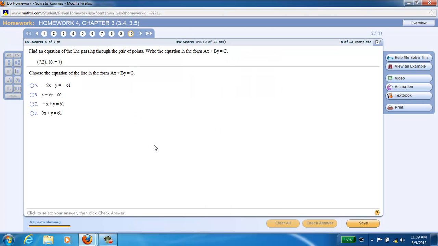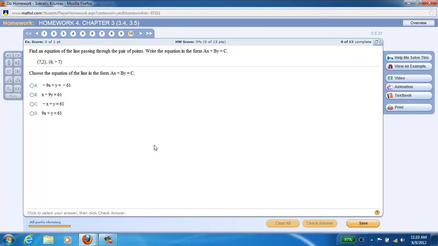Problem number 10, you have the 2 points. Based on the 2 points you have to figure out the slope, then use 1 point to figure out the y-intercept, and then finally you have to bring them in the form of ax plus by is equal to c. Let's say for example 3x plus 5y is equal to 10.